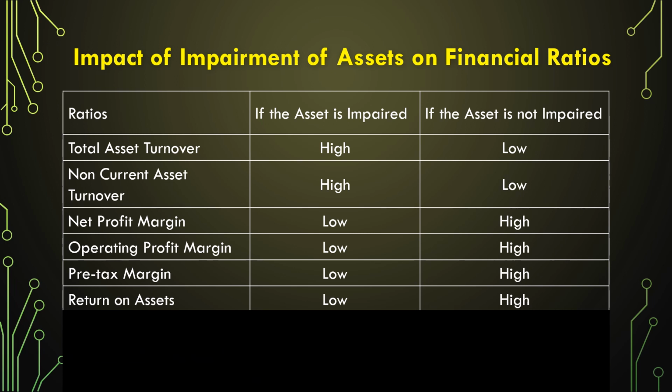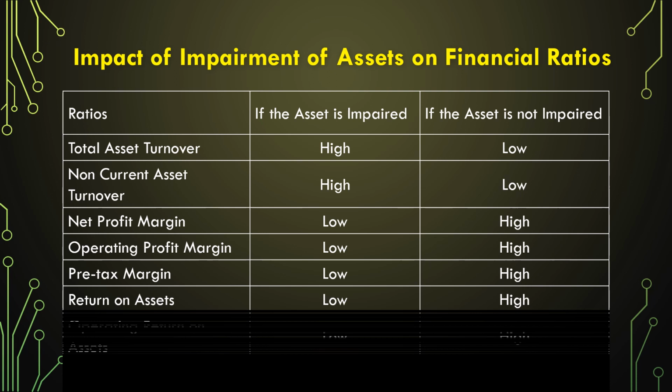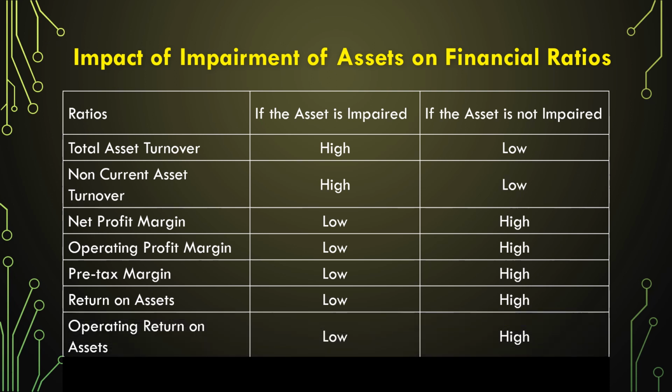Similar to return on assets, operating return on assets reflects the same result. With an impairment, the earnings before interest and tax, or the operating profit figure, is lesser. Therefore, the operating return on assets with impairment is lesser. However, without an impairment, since the EBIT figure is higher, the operating return on assets reflects a higher value. But this is the result of the initial period.